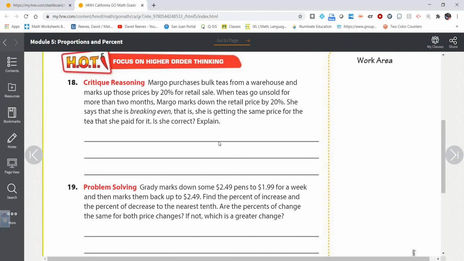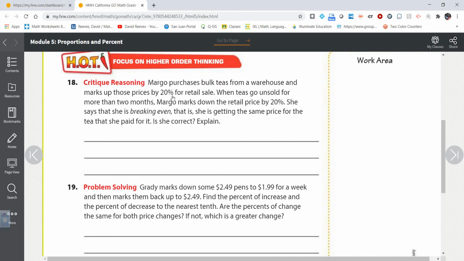And actually these two problems here, because they both address the same thing. If you mark something down and then mark something back up by the same percent, you don't get the same result. Okay? The same percentage of a larger amount is larger. Listen to what I just said. The same percentage of a larger amount is larger, and the same percentage of a smaller amount is smaller.